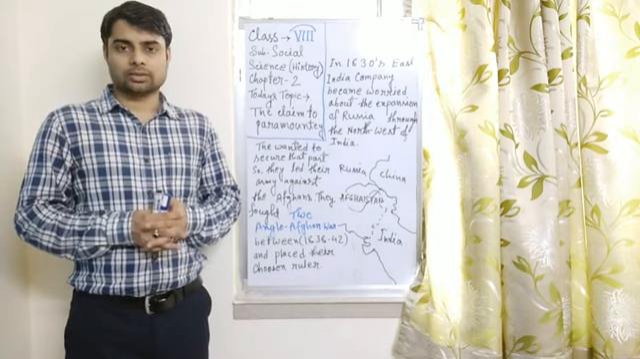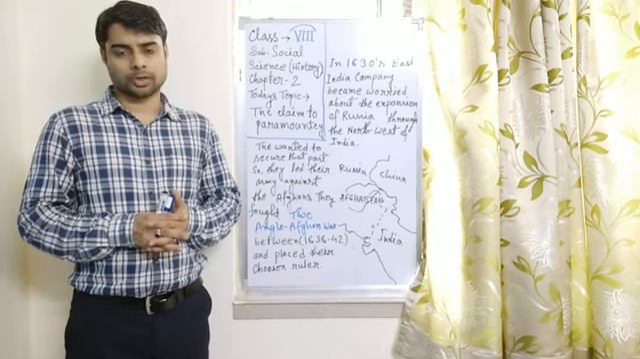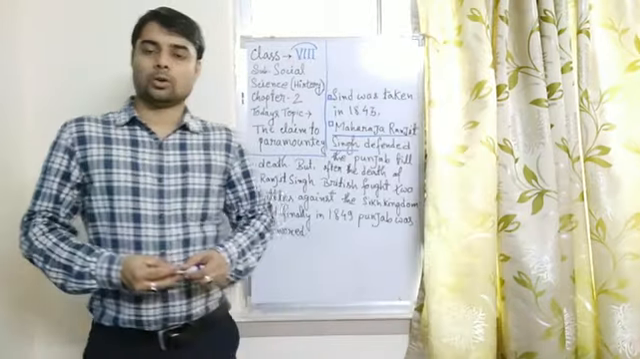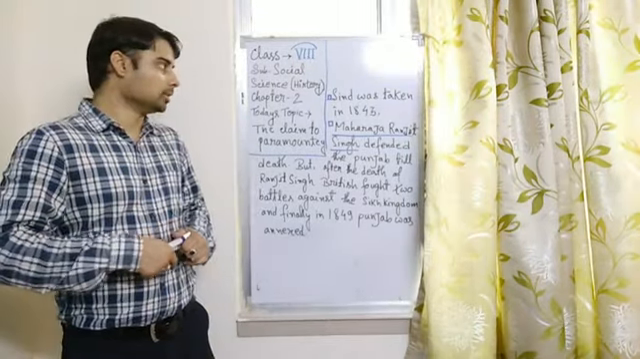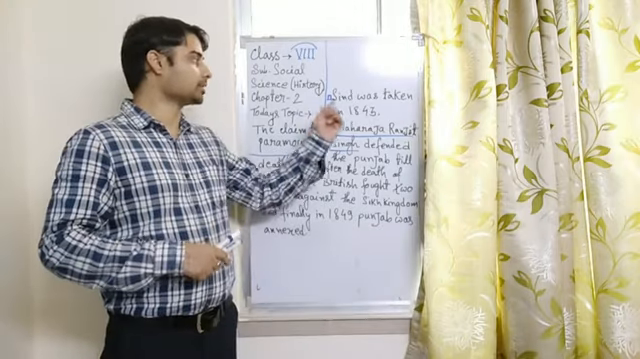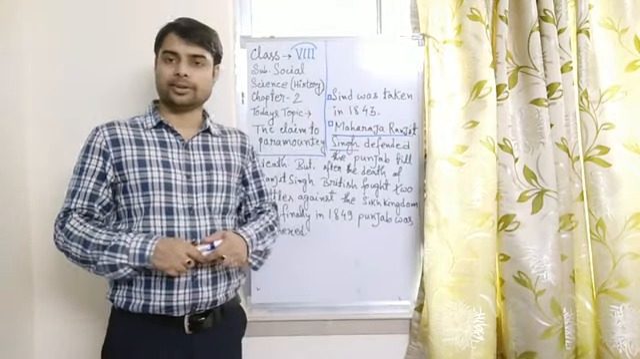Next we'll see the states of Punjab and Sindh. Okay, next the East India Company looked towards Sindh, and Sindh was taken over in 1843.